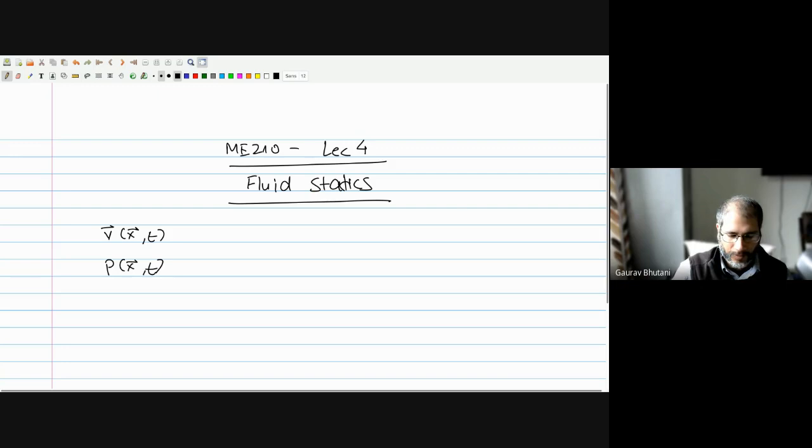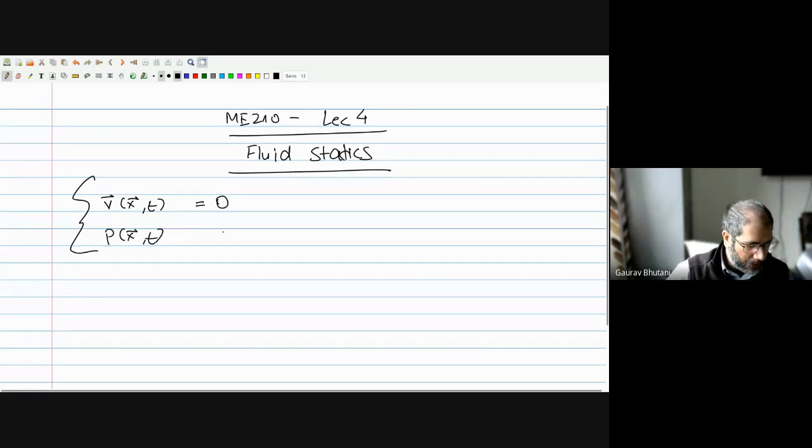Mostly that comes when you start talking about heat transfer. That's an advanced part of fluid mechanics. So in this course, we'll be interested in these two fields. And when you talk about fluid statics, then even this one goes away because you're talking about stationary situations, that is no velocity. So V is equal to 0. So all we need to know in fluid statics is the pressure field distribution.